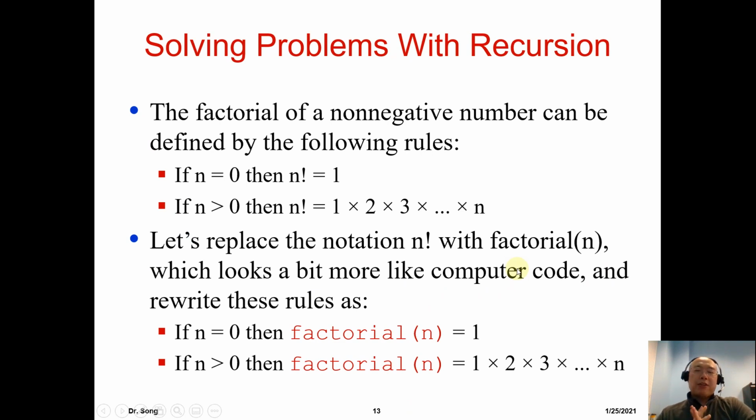Okay, let's start from one very small example about recursion. We want to do factorials. The definition of the factorial is, if the current number is zero, then n factorial, when n is zero, is one. And for positive values, n greater than zero, n factorial equals one multiplied by two, multiplied by three, multiplied by n. So that's the definition of factorial.